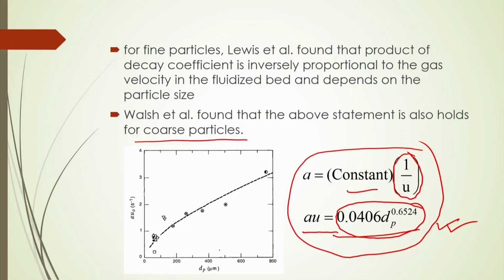So you will see in this figure how A u changes with particle diameter. A u increases with the particle diameter. From this profile you can represent it by this equation: A u is equal to 0.0406 times d p to the power 0.6524.